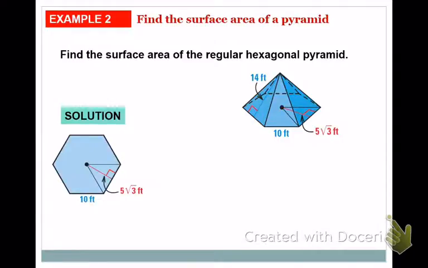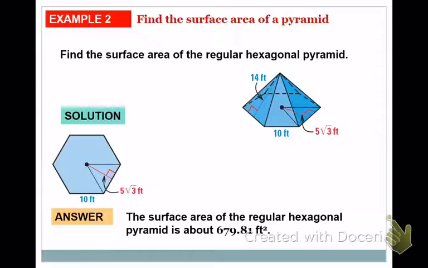So now, the surface area you should have gotten was 679.81 feet squared. 679.81.